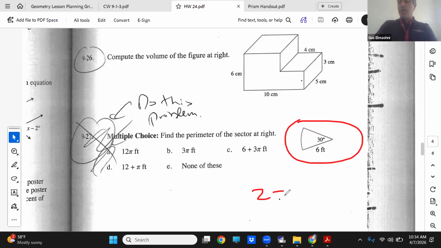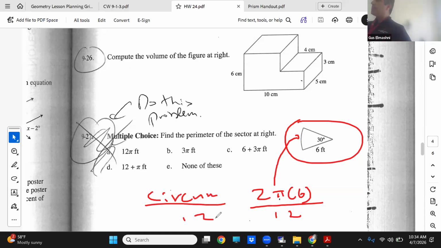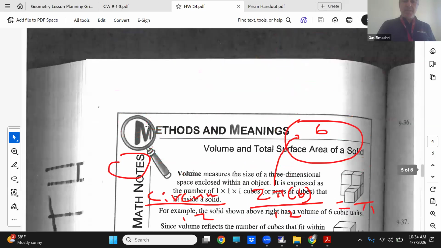So let's do 2 pi times 6 divided by 12. That only gets me this part right here, because I have to do circumference. Why circumference divided by 12? Because, as you said, isn't 30 a 12th of 360? If you bought a piece of pizza and cut it in 12 slices, it would look like that. Because 30 degrees goes into 360 12 times. So whatever that is, that's pi. And then plus the other two sides here. So it's actually 12 plus pi. That's why it's D. Again, just reviewing old stuff. That's good though. It means you guys retained it.